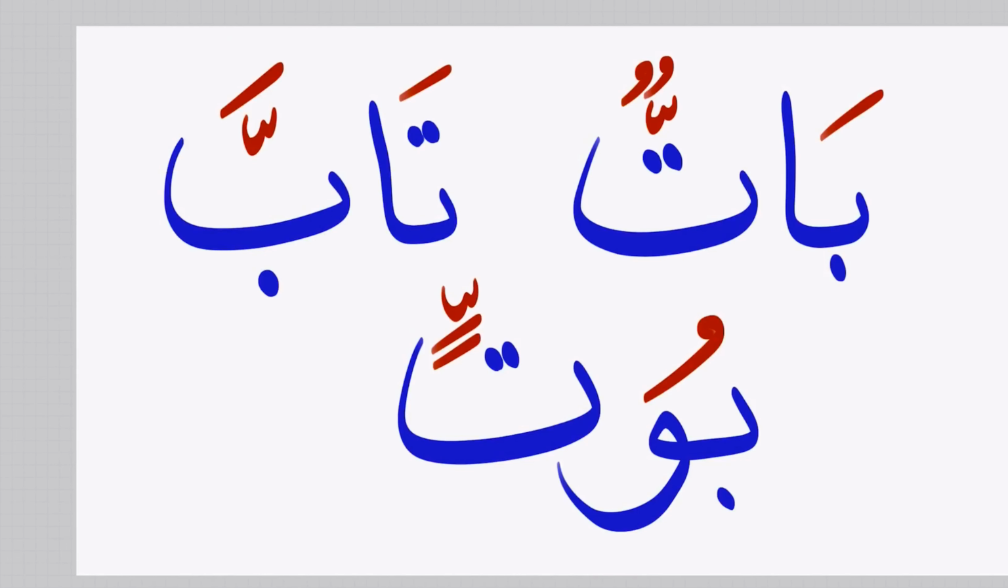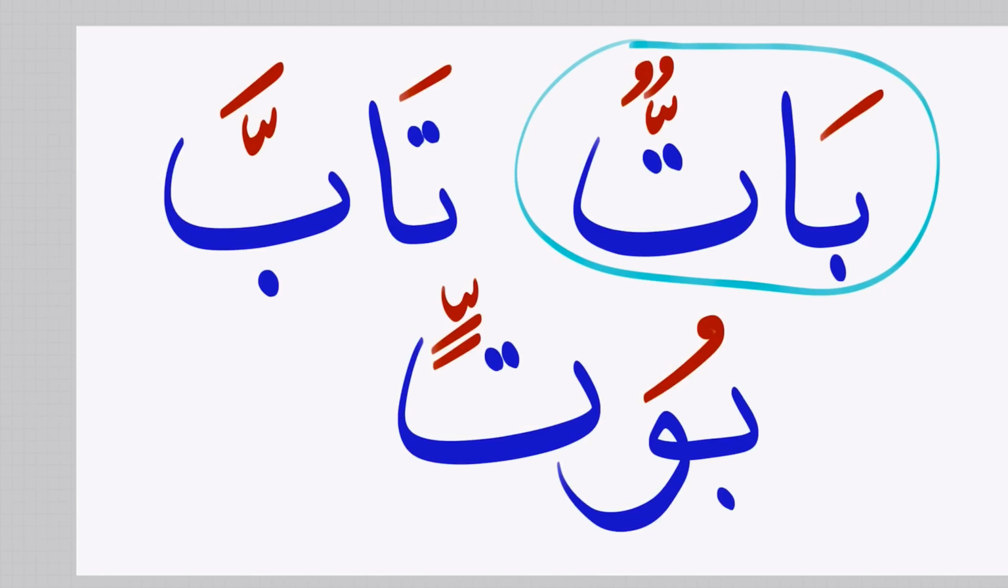The third shadda is this shadda with a tanween kasra. How do you think this ta letter will be pronounced? It-tin, it-tin. Try and figure out the pronunciation of each of these words. Pause the video, test yourself.